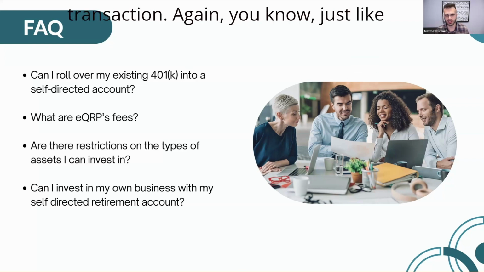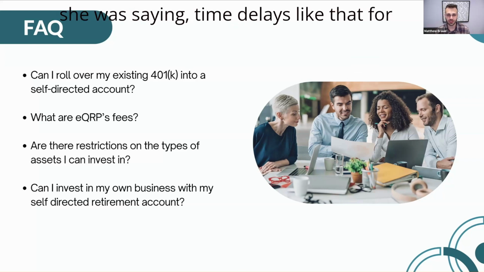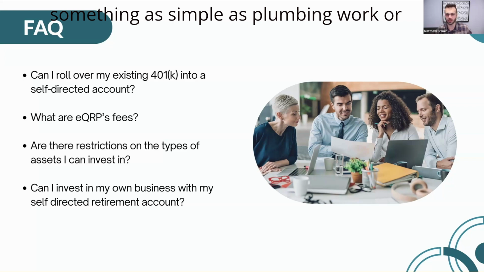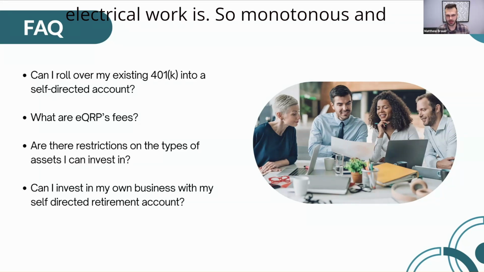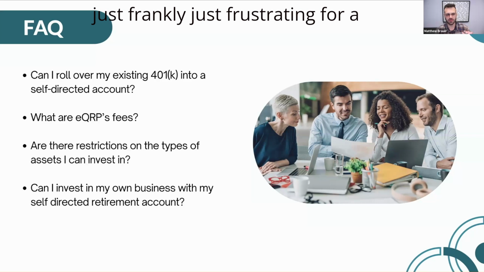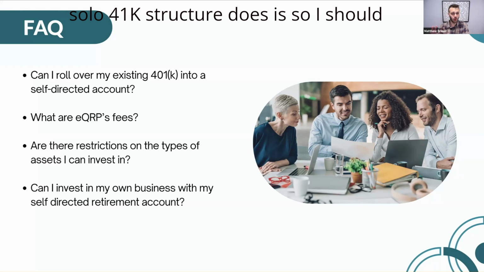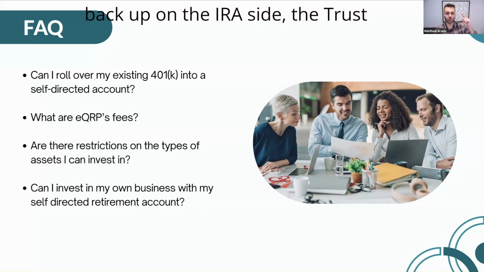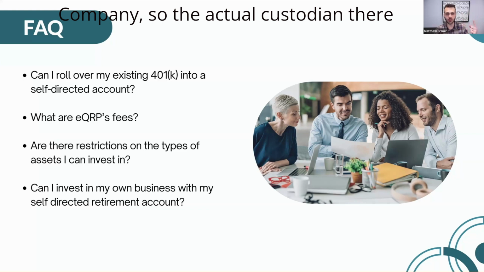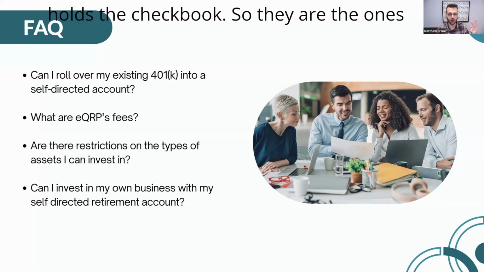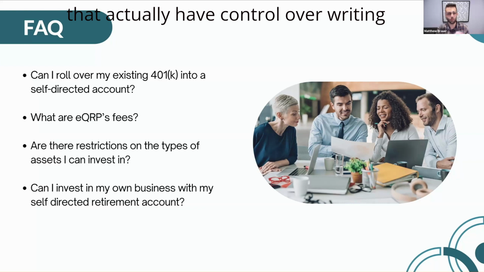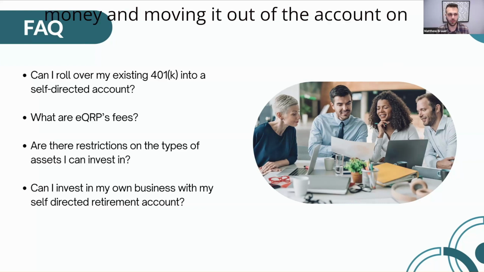Again, just like she was saying, time delays like that for something as simple as plumbing work or electrical work is so monotonous and frankly frustrating for a retirement account holder. What the EQRP solo 401k structure does is, so I should back up. On the IRA side, the trust company, the actual custodian there, holds the checkbook. So they are the ones that actually have control over writing money and moving it out of the account.